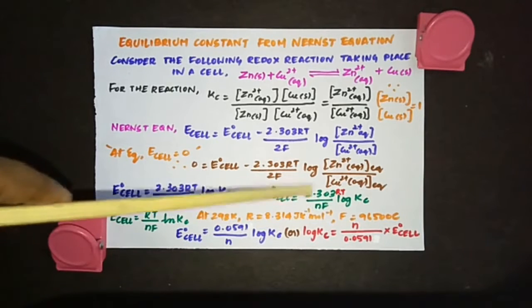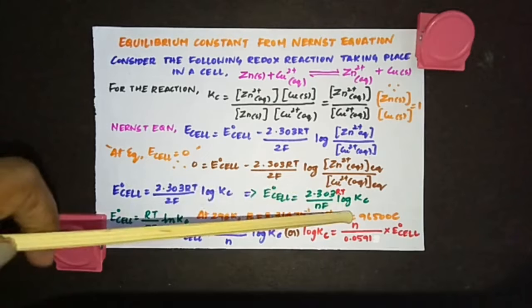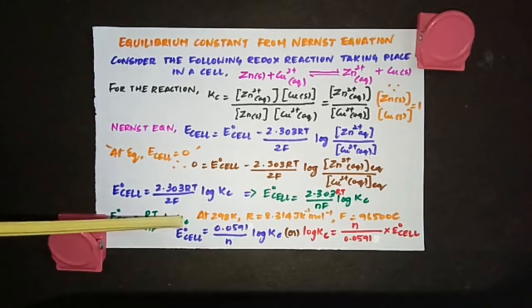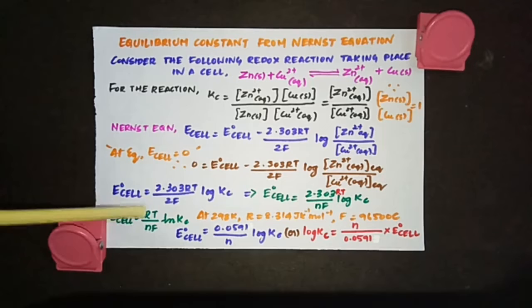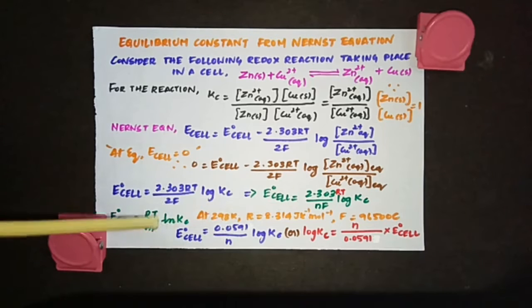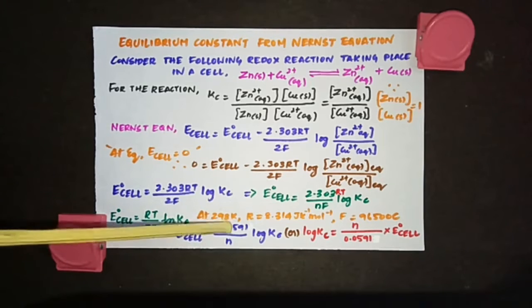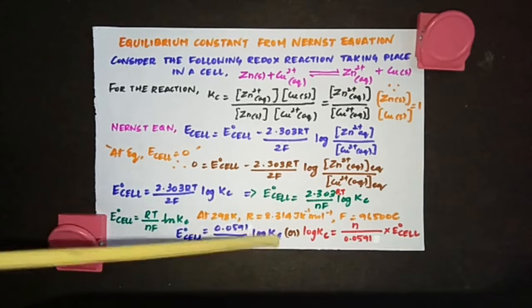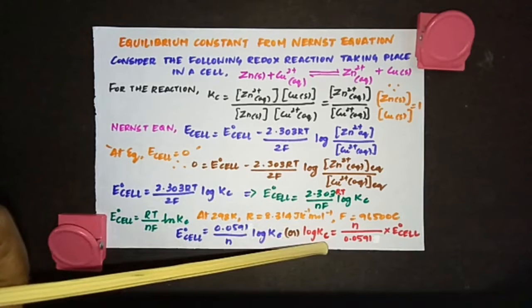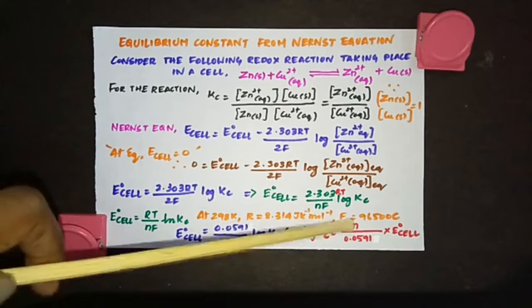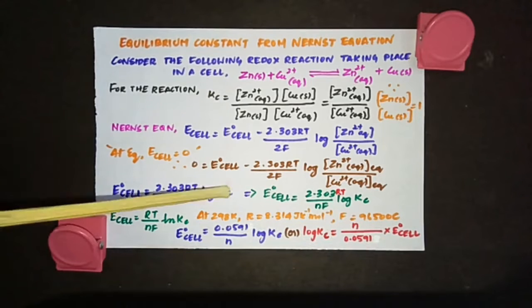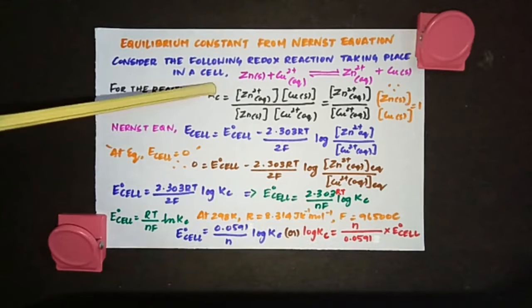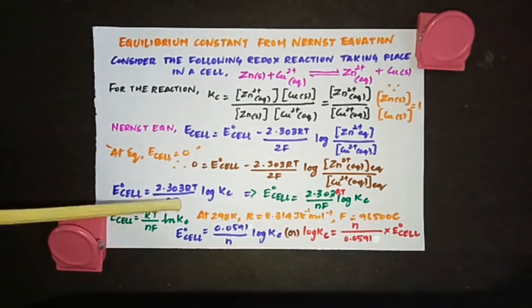So instead of this 2.303 log, we are taking it to be ln, the natural logarithm. So RT is the same, RT by NF ln Kc. Substituting all the values, you get E naught cell is equal to 0.0591 by N log Kc, or log Kc is equal to N by 0.0591 into E naught cell. You need not go through all these derivations. You will not be asked to derive anything. You should know this formula to apply to do the problems.